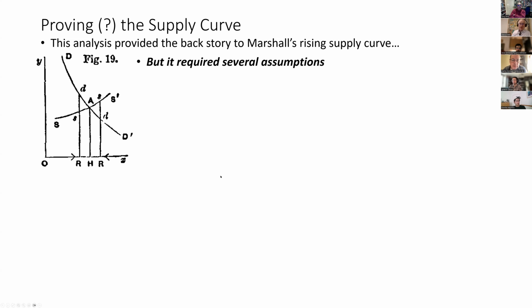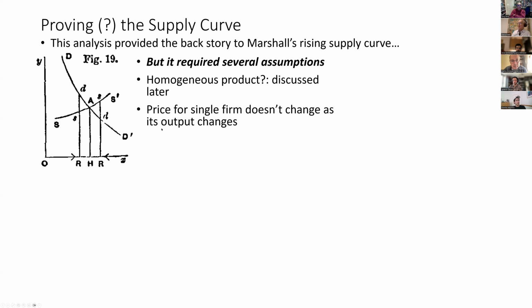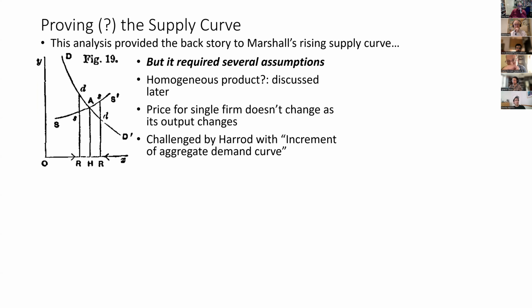But there were several assumptions that were necessary to get this backstory. One was the homogeneous product, and I'll talk in quite a bit of detail about that in a later lecture. The other, the price for the single firm doesn't change as its output level changes. Now I want to show where that came from today, because that was just accepted. The intersection of the demand curve and the supply curve is going to be where equilibrium applies. Bing. One curve down, the other curve up. So Marshall's point was just to say, well, that's where the two curves intersect. That's where demand pressure equals supply pressure.